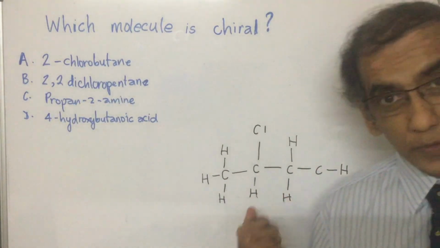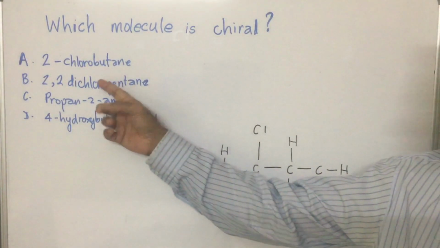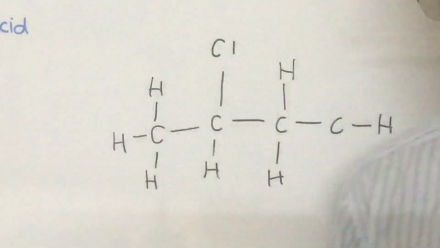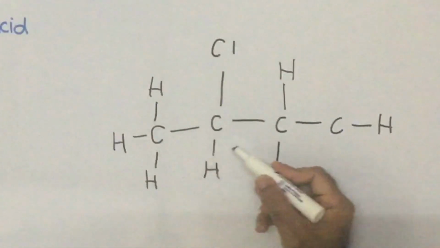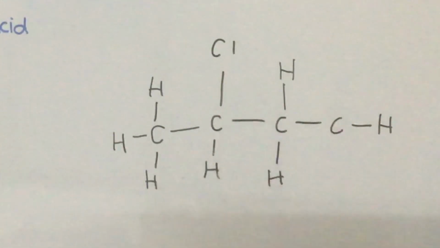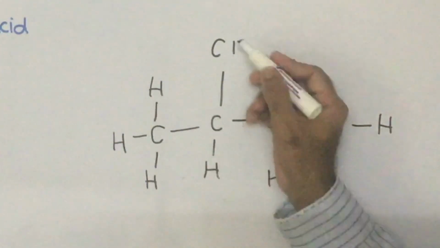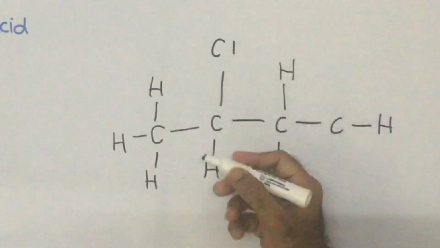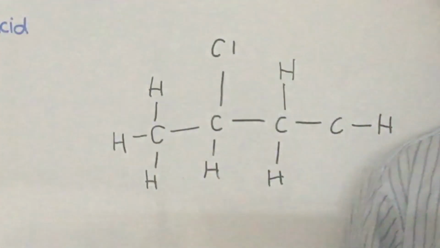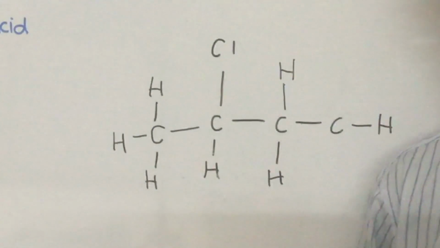And here I've drawn the first structure, 2-chlorobutane. 1, 2, 3, 4, butane. 1, 2, chloro. 2-chlorobutane. Could this possibly be the answer to the question?